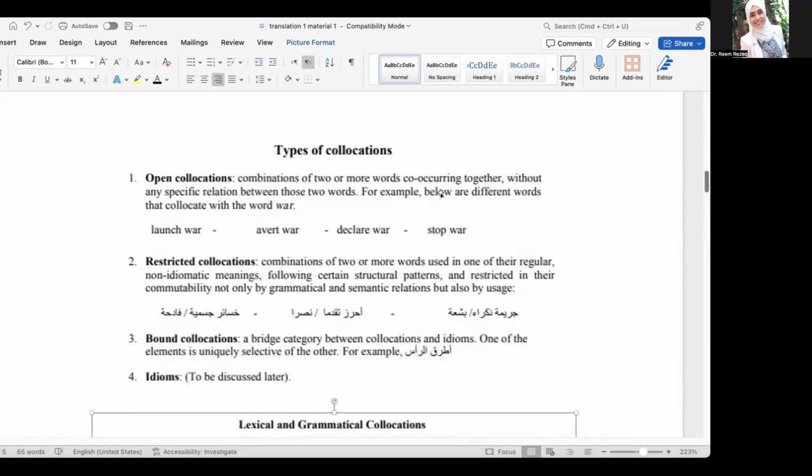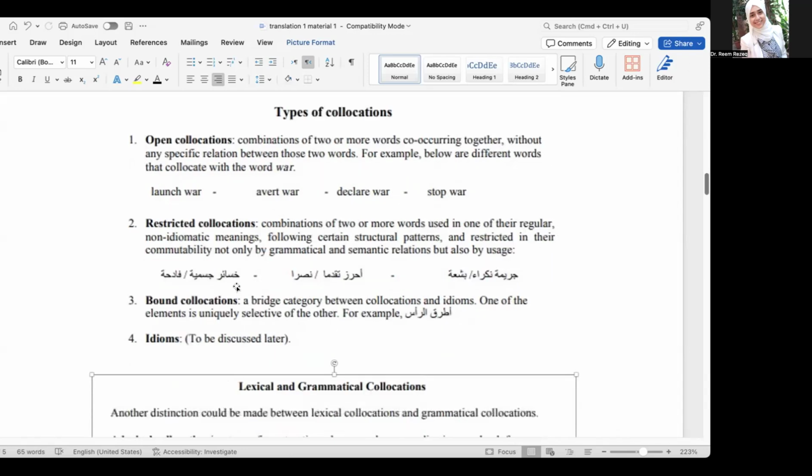We also continued talking about types of collocation. We have different types: open collocation, restricted collocation, banned collocation, idioms. All of these you have to pay attention to when you start translation, because a good translator should be aware of collocation, in order to make the translation more familiar to English speakers. Here also we have جريمة نكراء بشعة. Also we have أطرق الرأس, and we talked about this last time. If we want to translate it as cast down, you have the meaning of sadness, fear.